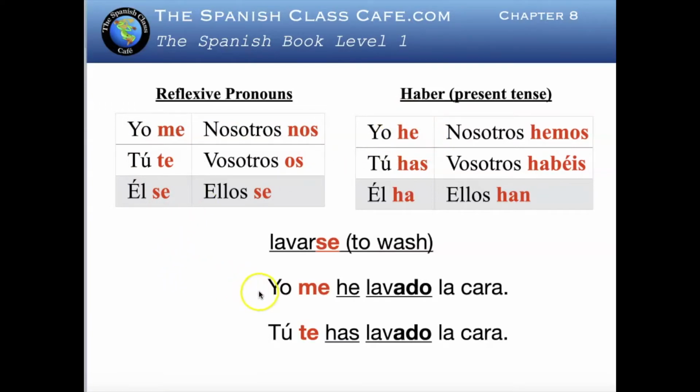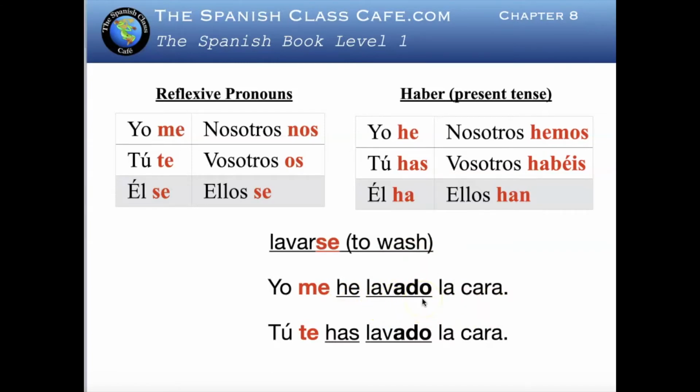Now, notice what happens when we change the yo for tú. Then we go to tú, te. You have to graph the conjugation, which is has. Tú te has lavado la cara. And we can keep going with él se ha lavado la cara. Nosotros nos hemos lavado la cara. Vosotros os habéis lavado la cara. Ellos se han lavado la cara. You can see how, as I change the subject pronoun, the reflexive pronoun will change and the conjugated verb will change, but lavado la cara, or lavado, stays the same.